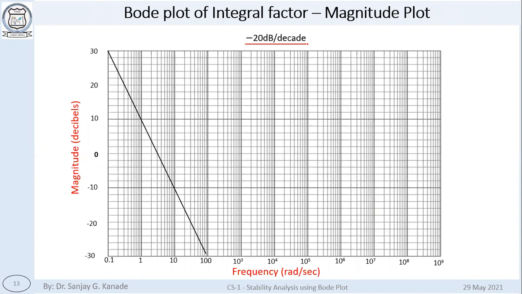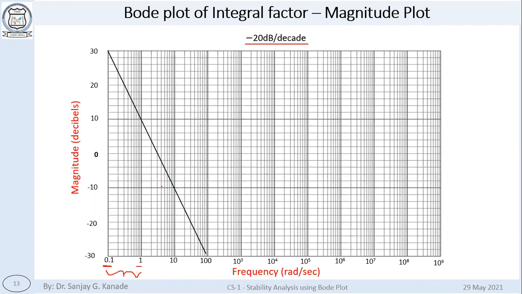which is the line for the integral factor. See here, I have purposefully drawn the lines from some different points without taking the values like 20, 40. See here, it is starting at 30. Okay, the frequency here is 0.1. So when it goes to 1, this is 1 decade, right? So it should decrease by 20. Minus 20 dB per decade is the slope, right?